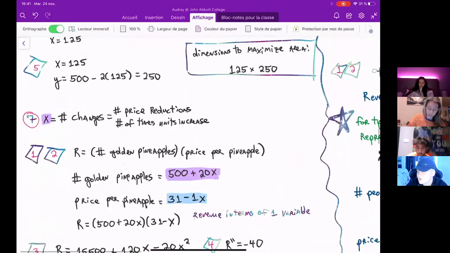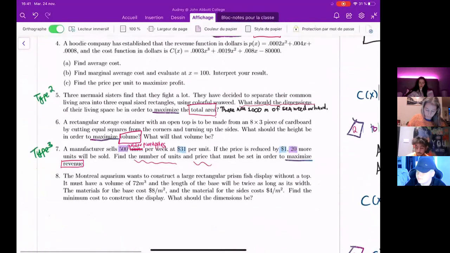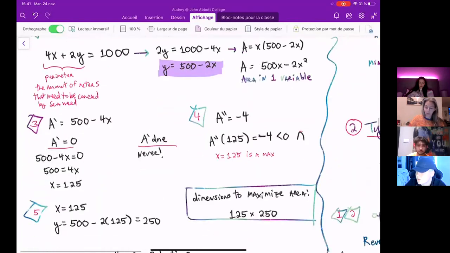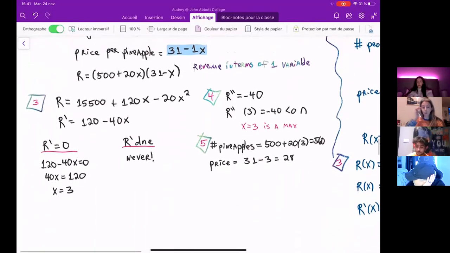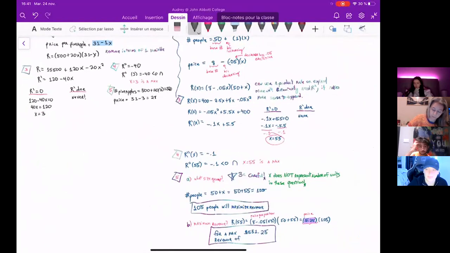Are we asked for maximum revenue? I can't remember. No, we're not. So in other words, to maximize revenue, 560 golden pineapples should be sold at $28 per pineapple.